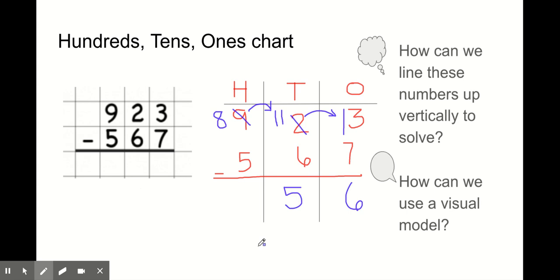Finally, I need to do my hundreds. Can I take 5 hundreds away from 8 hundreds? Yes. And I have 3 hundreds left.